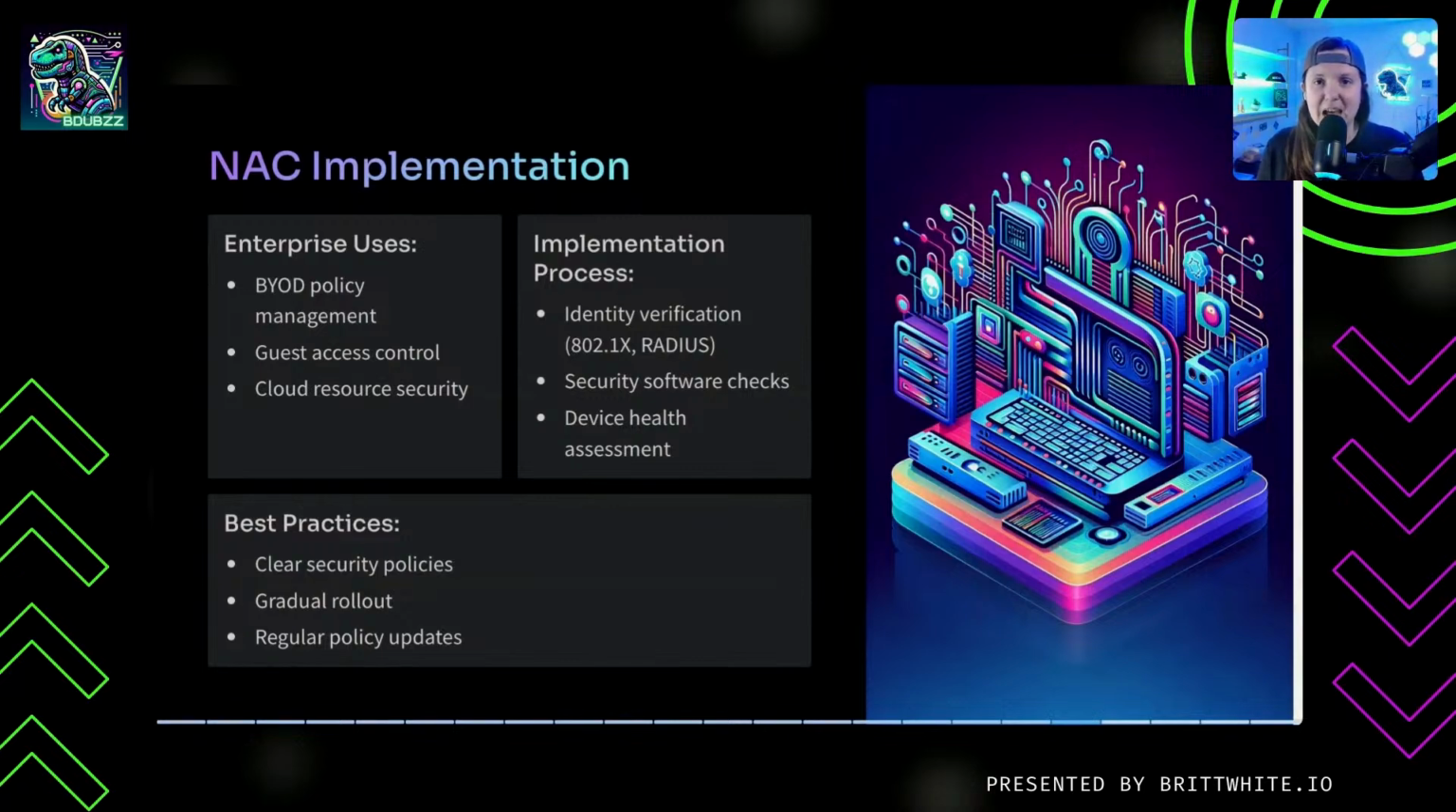So remember, NAC is your first line of defense. Physical NAC controls the physical ports. Virtual NAC enforces security policies. And together, they ensure only trusted devices access your network. Now, are you ready to learn about protecting those devices? Let's move on to endpoint security.